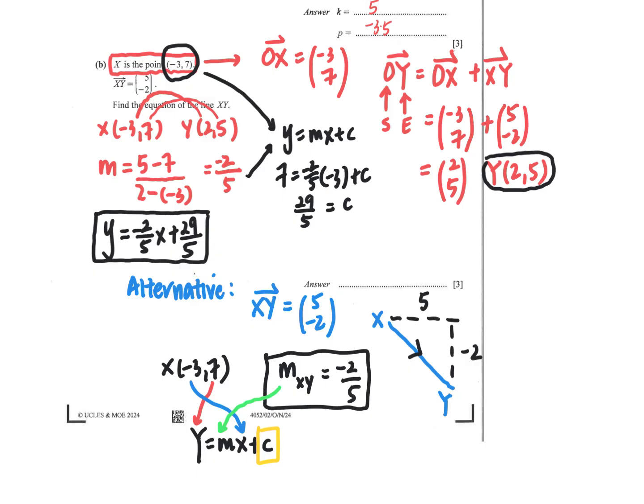Every time we see equation, we find the gradient first. If you want to find the equation of a straight line, it's always y equals mx plus c. Find the gradient, find the y-intercept. So the thing can always flip. This one is the key. Use y divided by x.